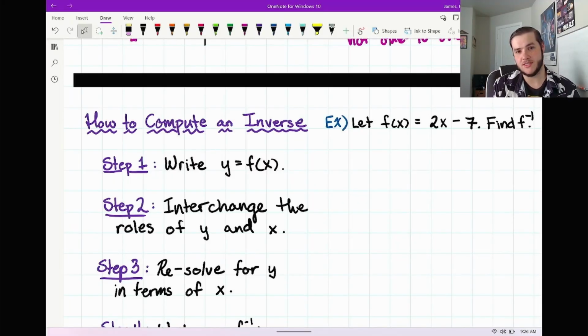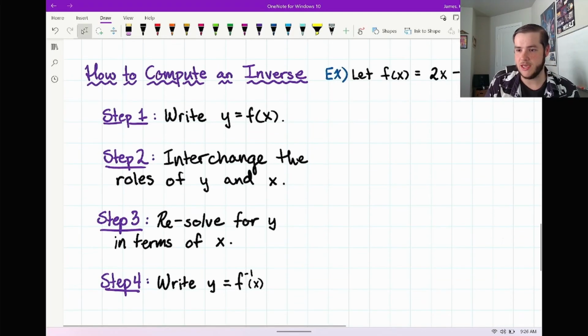Suppose that f of x is 2x minus 7. Find the inverse. Well, this is a straight line, so hopefully you can mentally visualize that it passes the horizontal line test, and it's in fact one-to-one. Now, how do we compute an inverse? There is a step-by-step process to help us here.